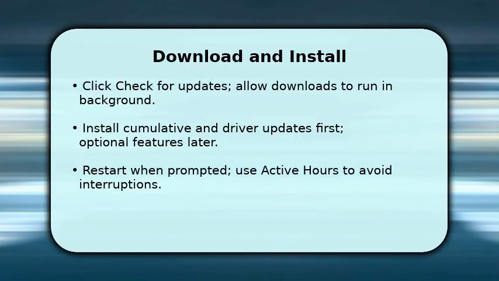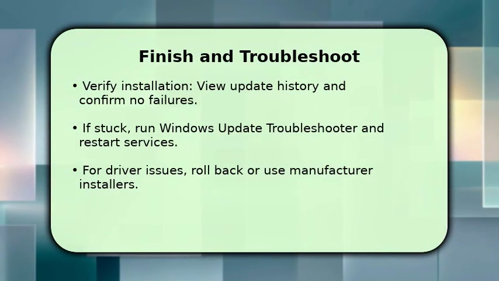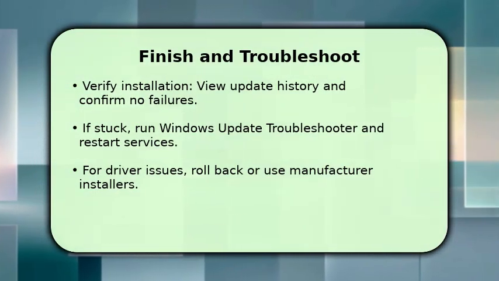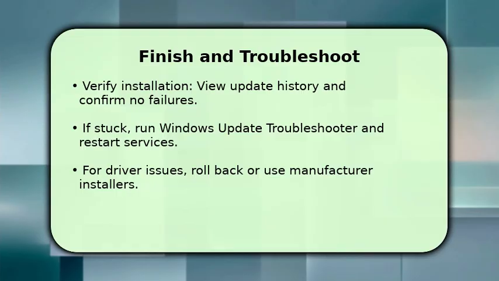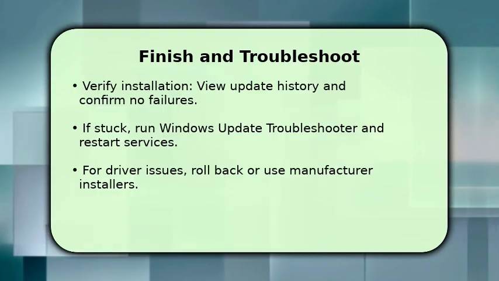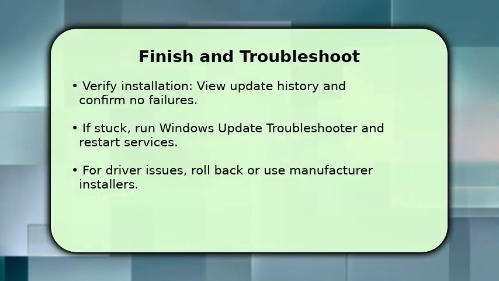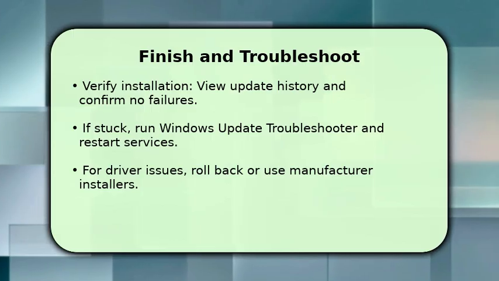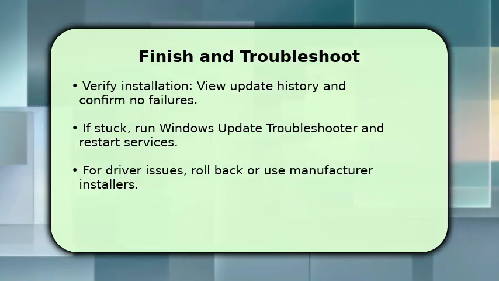You finish by confirming updates applied correctly. Open Update History to check for failures or pending actions. If an update stalls or fails, run the Windows Update Troubleshooter and then restart the Windows Update and Background Intelligent Transfer Services. This often clears corrupted caches.